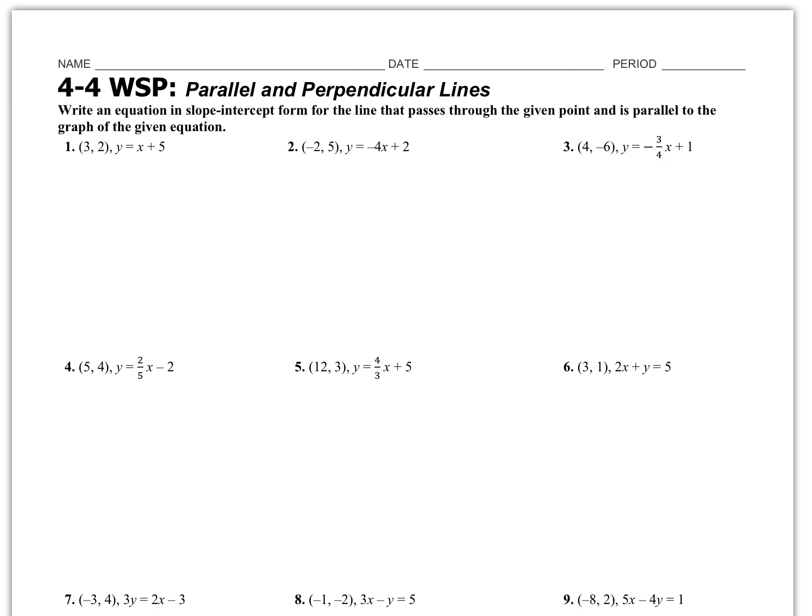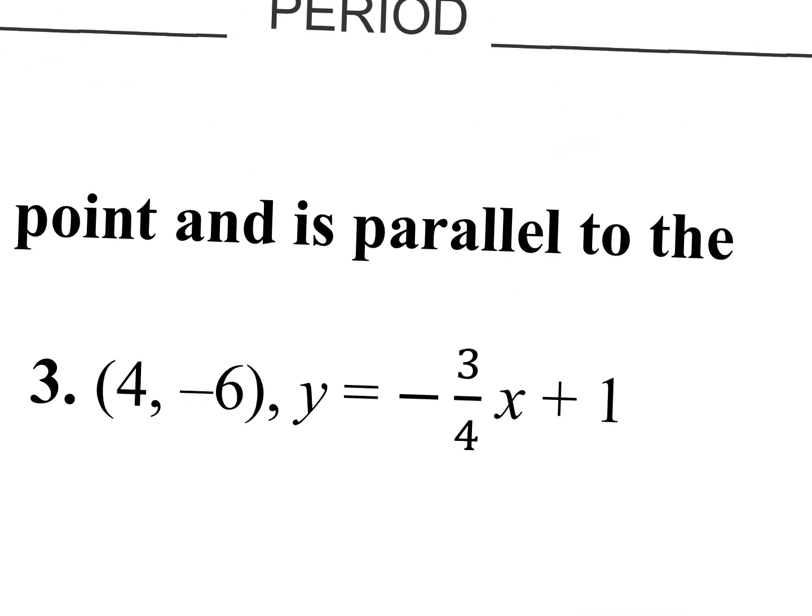Now, the instructions say write an equation in slope-intercept form, so we all know that we need to write it in y equals mx plus b form of the line that passes through the given point. So they give you a point and is parallel to the graph of the given equation. So they're indirectly giving you the slope because parallel means same slope. So everybody should write down parallel. That means same slope, same m value, okay?